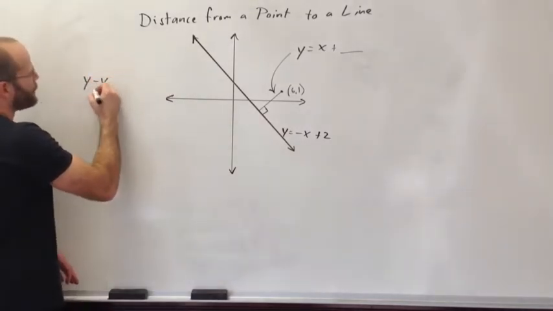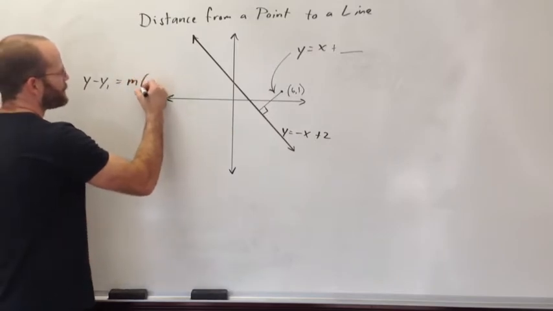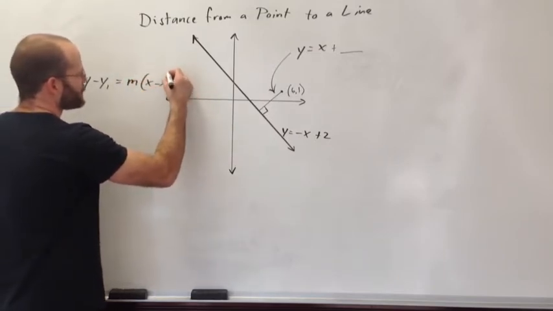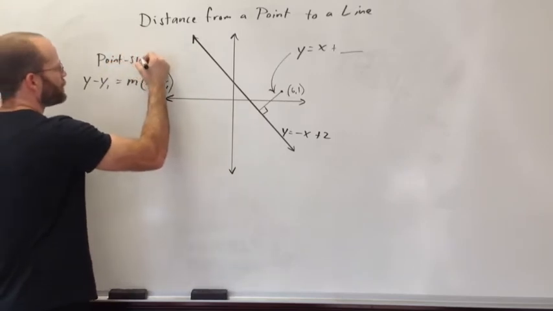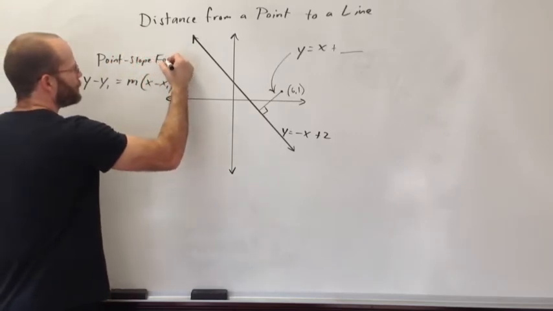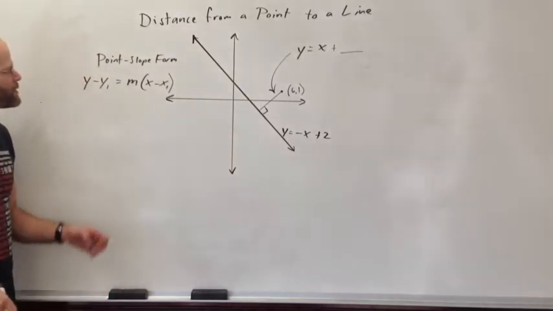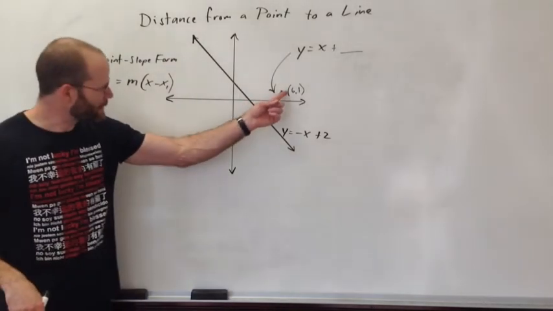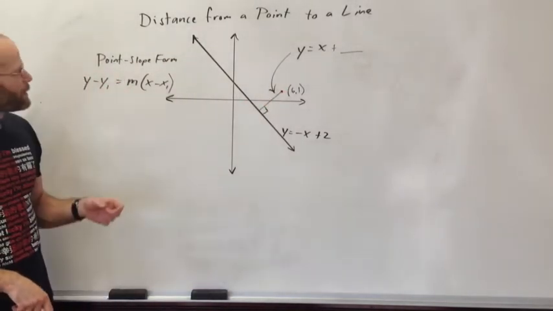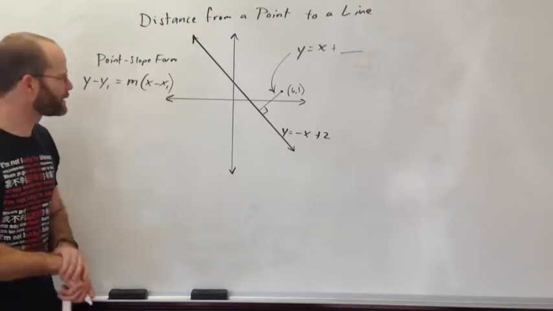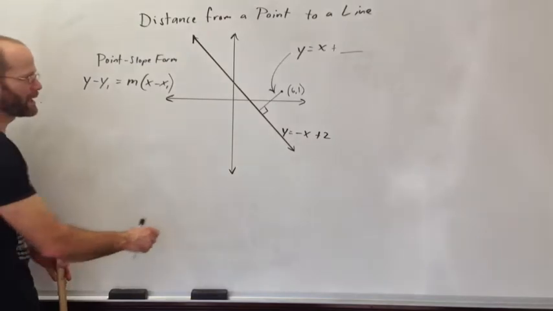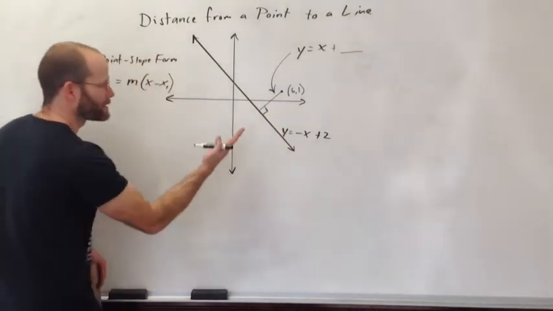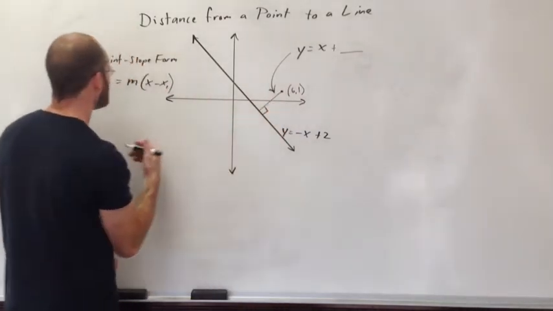Point-slope form is as follows: y minus y1 is equal to m times x minus x1. So if I happen to know a point and the slope, I can plug them into this form right here to get the equation. In this case, do we know any points? Yes, we know this given point 6,1. This perpendicular line passes through that point 6,1.